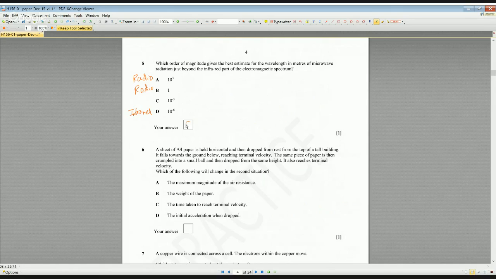So the answer here is C, but it's not easy to come to that answer by any kind of quantitative method. You just need to have a good idea about the electromagnetic spectrum and the various wavelengths.